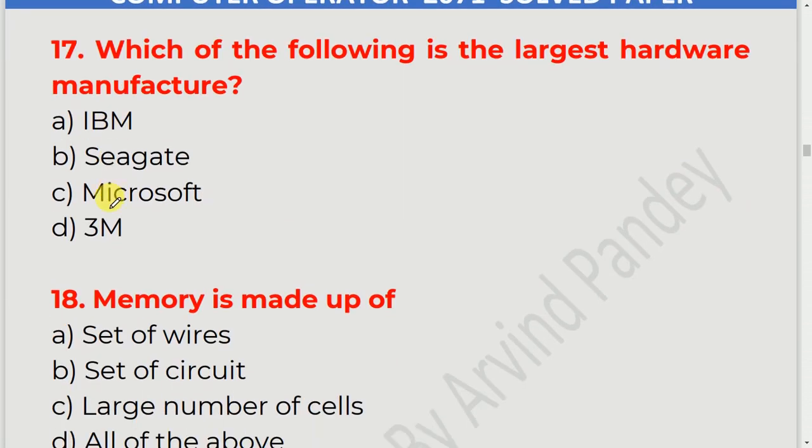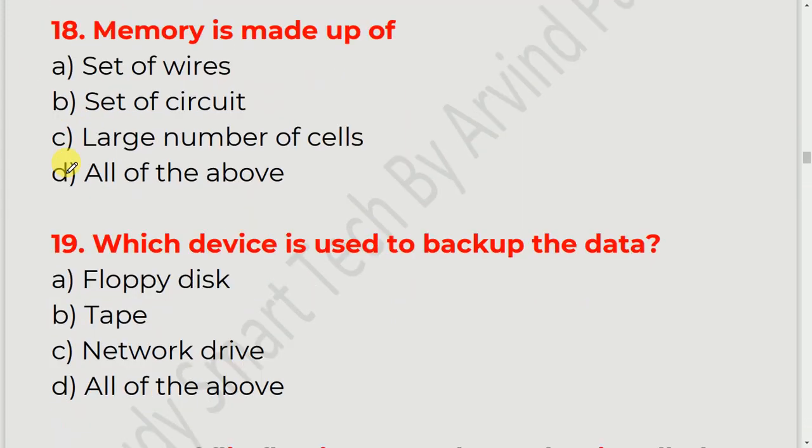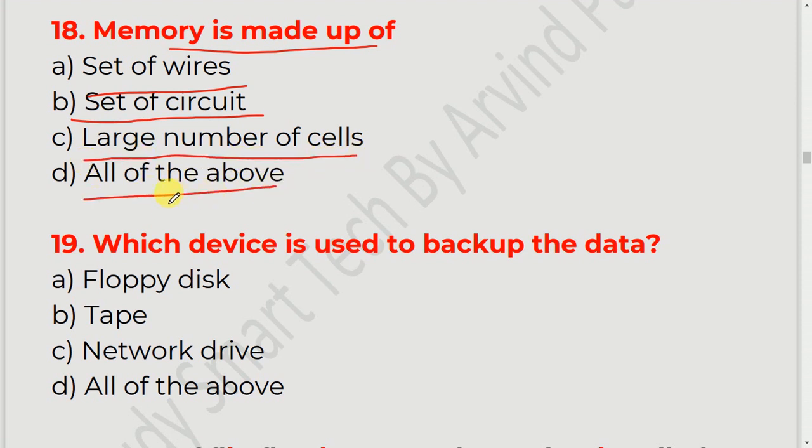Question number 17. Which of the following is largest hardware manufacturer? Option A IBM, B Seagate, C Microsoft, D 3M, and the correct answer is option A IBM. Question number 18. Memory is made up of option A set of wires, B set of circuit, C large number of cells, D all of the above, and the correct answer is option C large number of cells.